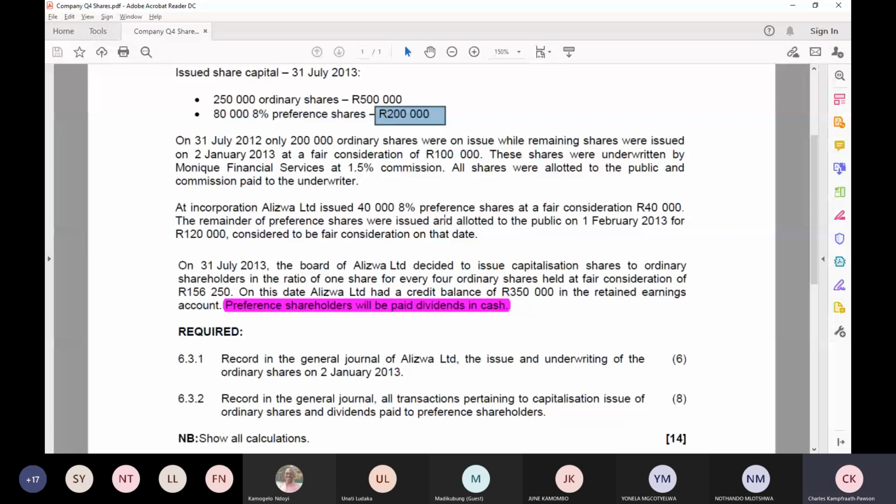We must just make sure that we read everything very carefully. And they say here at incorporation, they issued 40,000 shares at a fair consideration of 140,000. And then the remainder of the preference shares were issued and allotted to the public on the 1st of February 2013. But then they give us the fair value there.